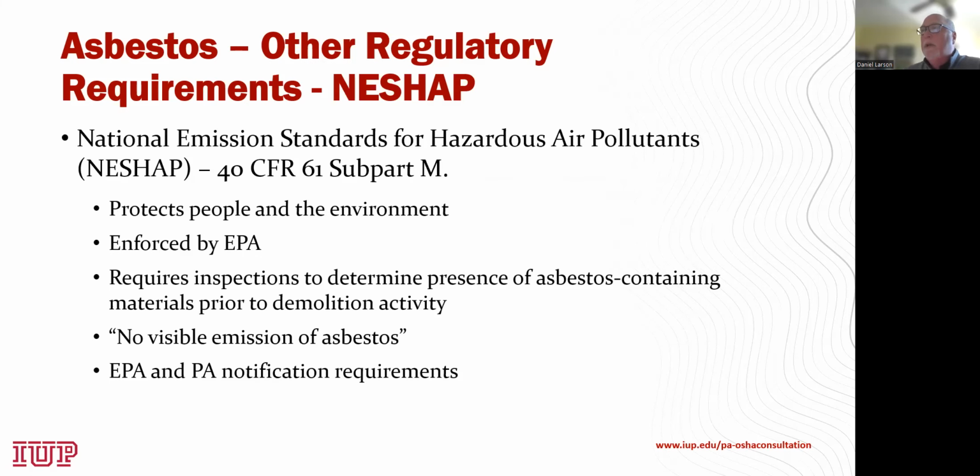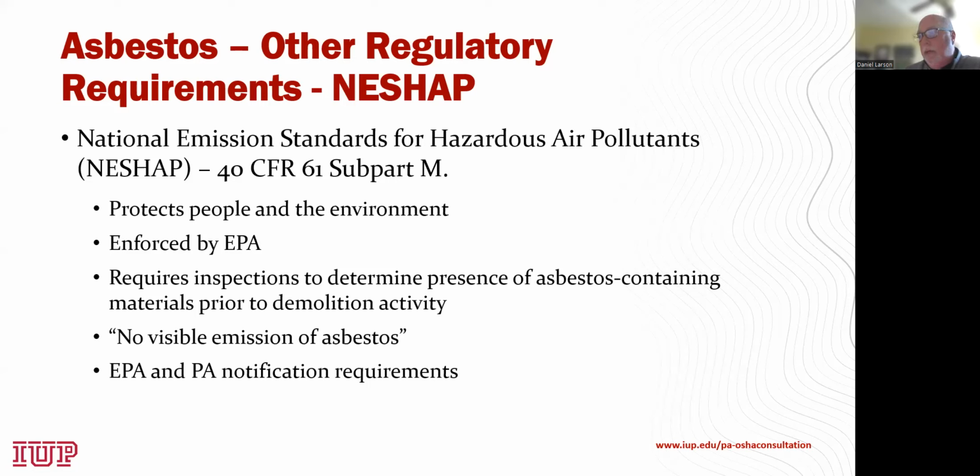There's also what's called the NESHAP, which is the National Emission Standard for Hazardous Air Pollutants. This is basically set up to protect people in the environment. It's enforced by the EPA. Where this comes into play, perhaps, is if you're going to demolish a building. If the building is older, like before 1980, and has suspect asbestos-containing materials in it, then you have to determine if there's asbestos in them by doing an inspection. And a lot of times those materials may need to be abated because you can have no visible emission of asbestos during the demolition activity.